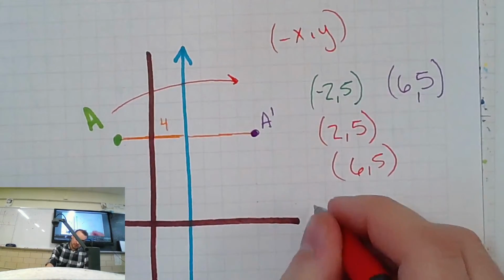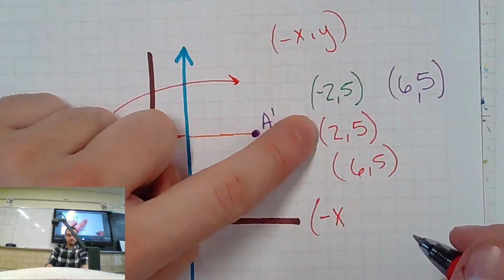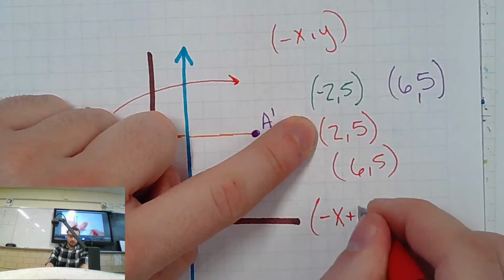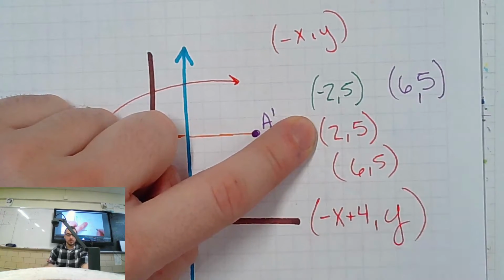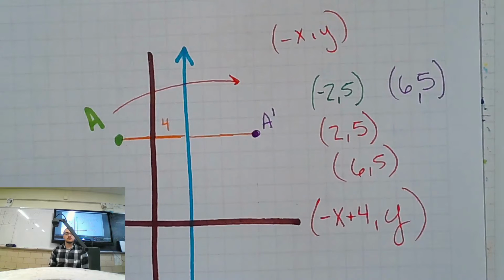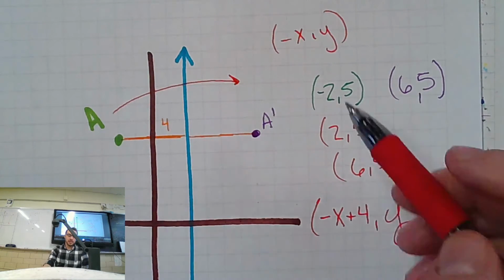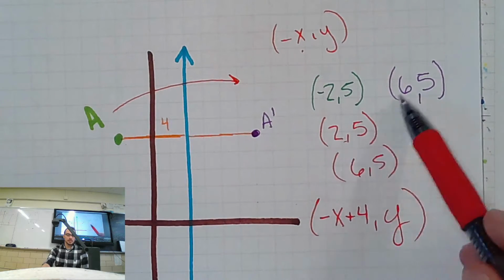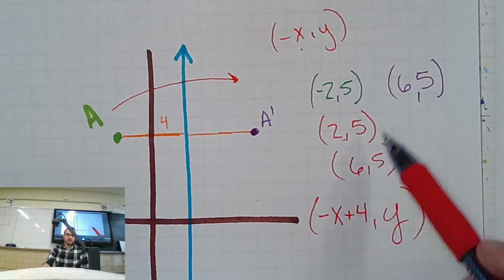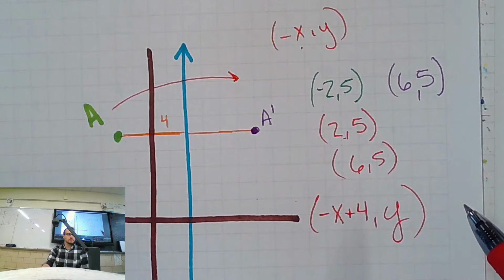So what did we do? We negated the x, we changed its sign, and then we added 4. Did we change the y at all? Nope, so just regular y. How do we feel about that? We know it's a horizontal flip, so we change the x, but that's not enough to get the job done, right? We got to get to 6. So we have to add 4 on top. Are we cool with that?